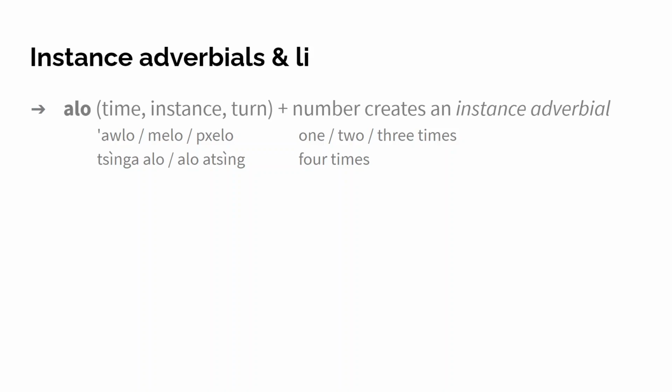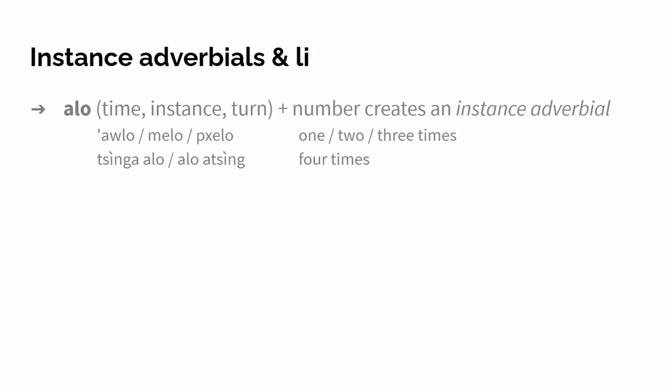And we can do that actually freely with any number we want. We just have to then use it like an adjective. So tsinga alo or alo a tsing is 4 times. And this is how you can say how often something has been done. Even though alo, of course, actually is a noun, these constructions then work like adverbs, so you can just put them randomly in the sentence. You don't need case endings or anything. You can just use them like you would use an adverb. So yes, smash them in the sentence, everything is fine.